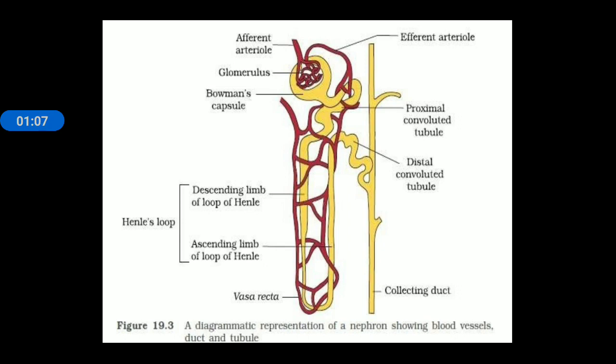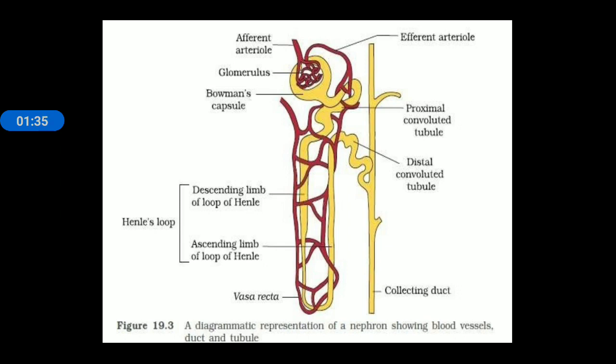It forms a tuft of capillaries inside the capsule-like structure known as Bowman's capsule, and the tuft of capillaries is known as the glomerulus. Bowman's capsule opens into a highly coiled, convoluted structure known as the proximal convoluted tubule. This highly coiled structure opens into Henle's loop.